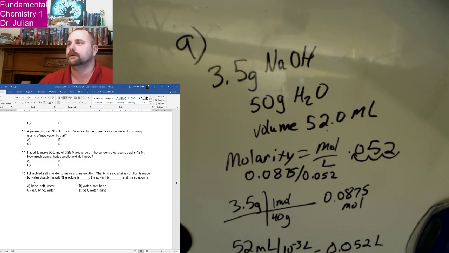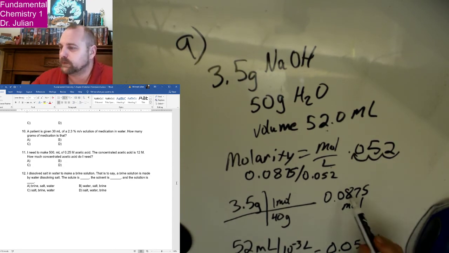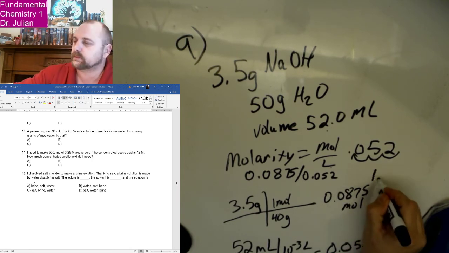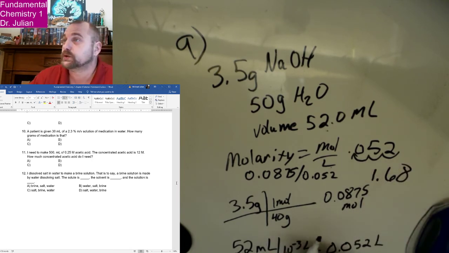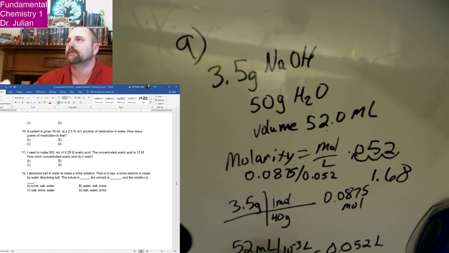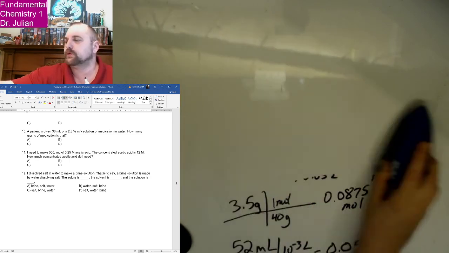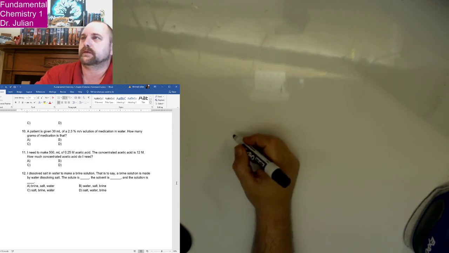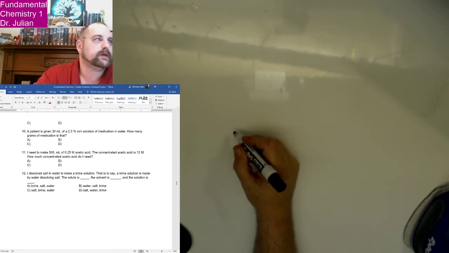So this would be the option we come up with here, 1.68, which should be 1.7, which was B. Apparently I didn't save the Word file, I just saved it as PDF. Not a problem.